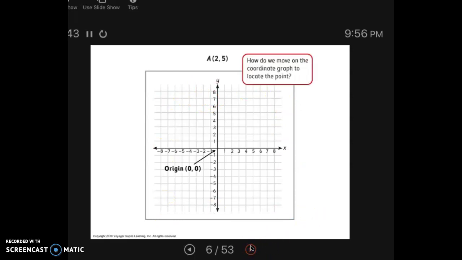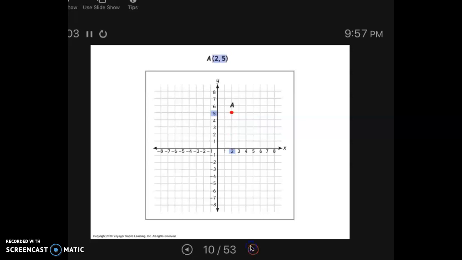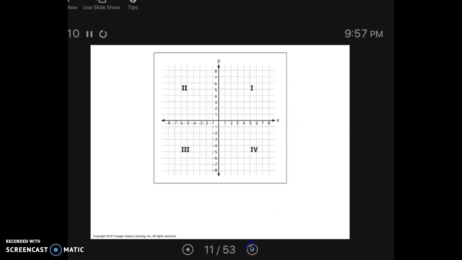Let's locate point A on our coordinate graph. How do we move on the coordinate graph to locate the point? First, we go right 2 units on the x-axis because we have a positive 2. And then we go up 5 units. Now we are at point A. For point A, our x-coordinate is 2 and our y-coordinate is 5.